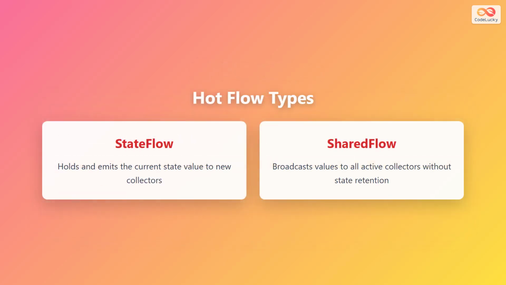There are two main types of hot flows in Kotlin. StateFlow holds and emits the current state value to new collectors. When a new collector subscribes, it immediately receives the most recent value. SharedFlow, on the other hand, broadcasts values to all active collectors without retaining state. Collectors only receive values that are emitted while they're actively collecting.